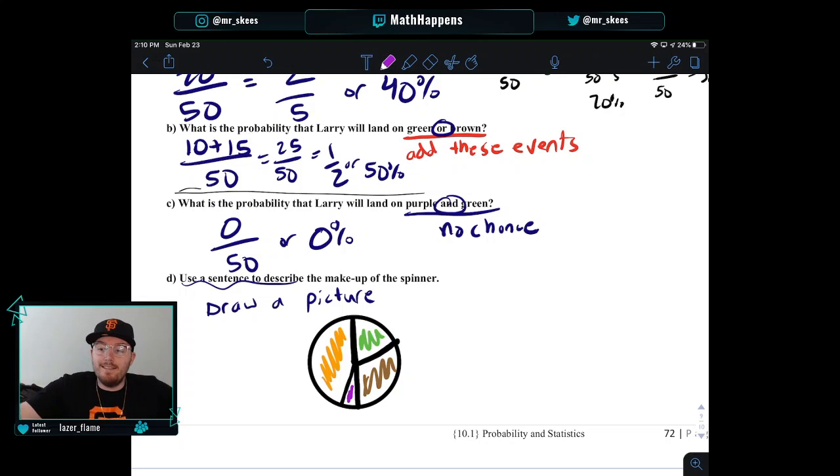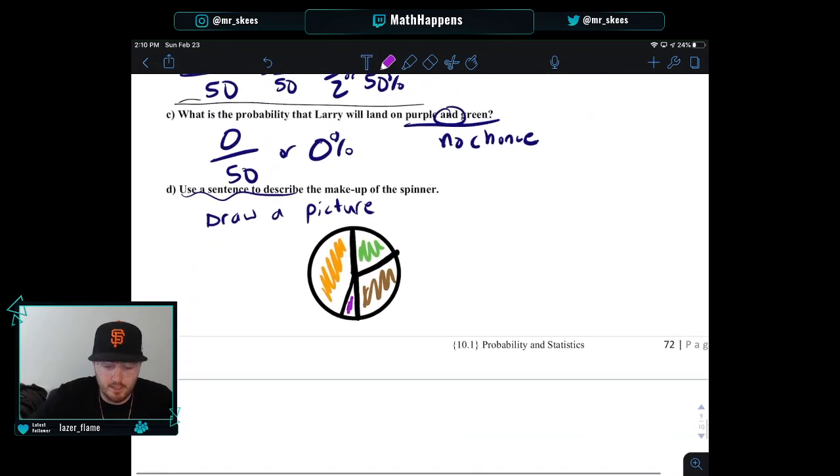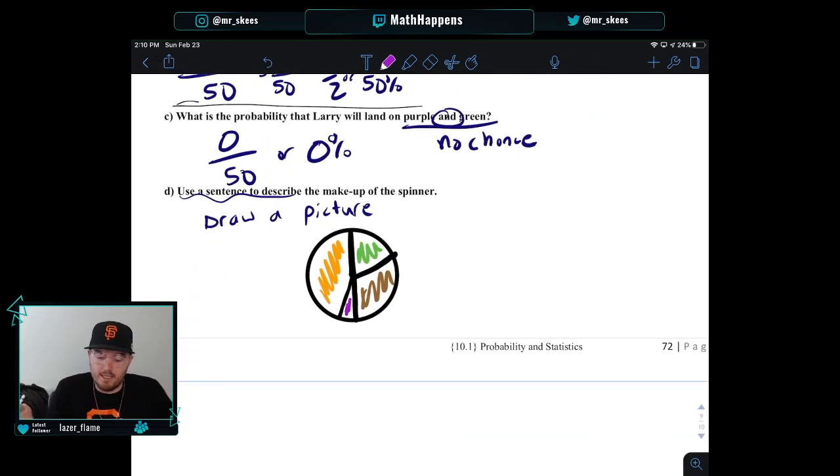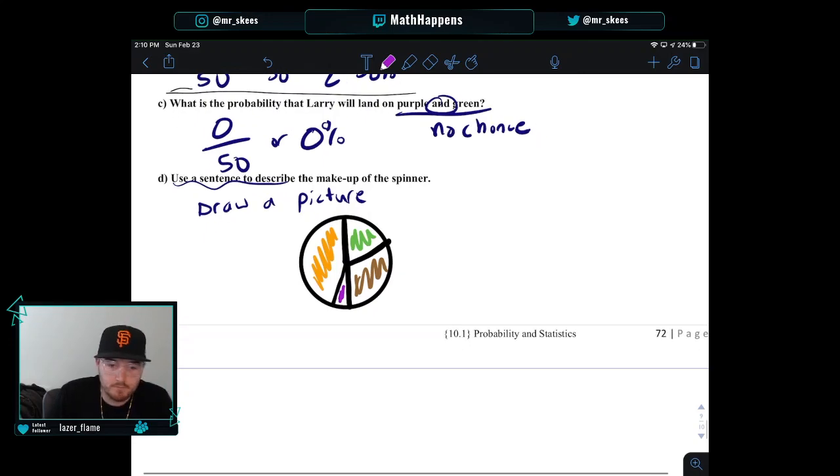But probability leads us to a conclusion there as to what this looks like. Even without seeing the spinner, I can kind of take a stab at what it looks like because of the result. Okay, so let's continue on.